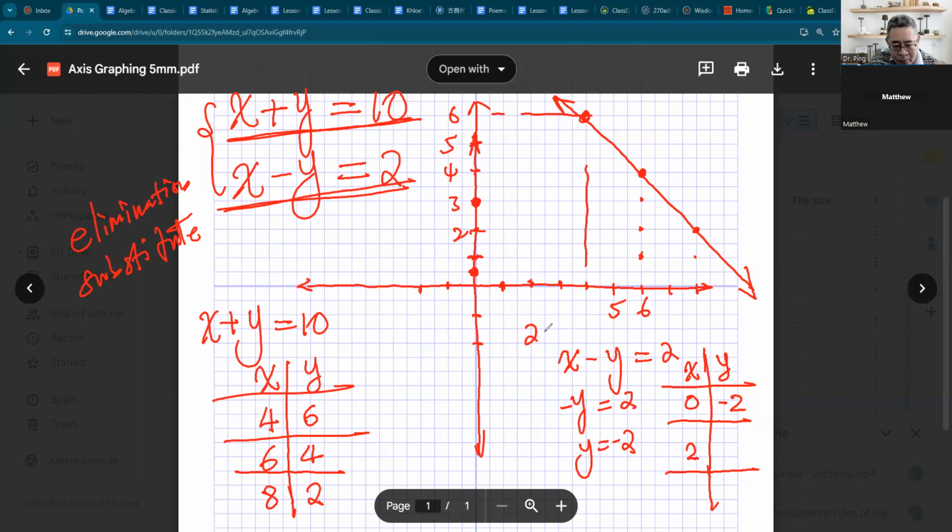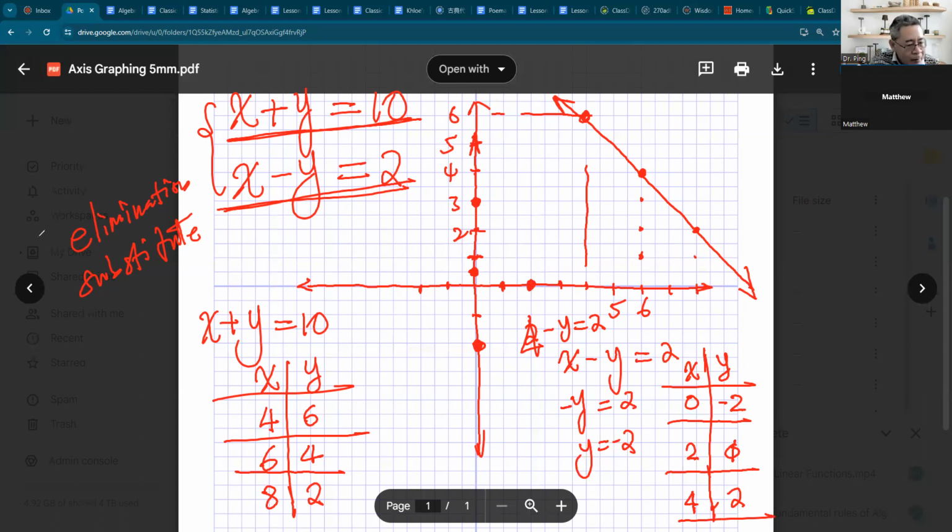X is 2, so 2 minus Y is equal to 0. Now, what if X is equal to 4? It'd be 2. So there'll be 4 minus Y equal 2, so Y has to be 2. Very good. Well, 0, comma negative 2 will be here. And then 2, 0 will be here, right?